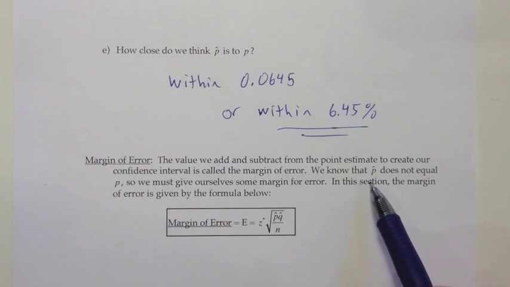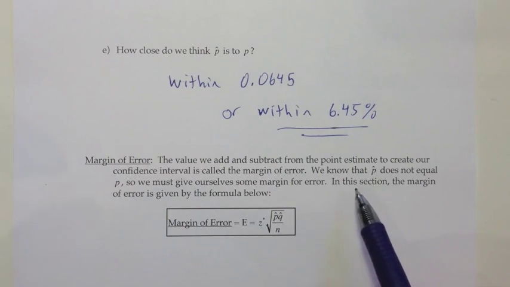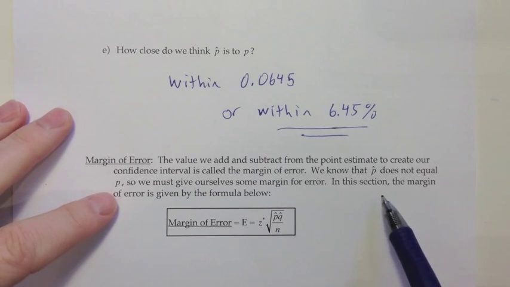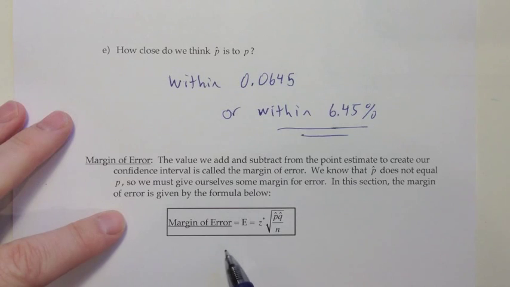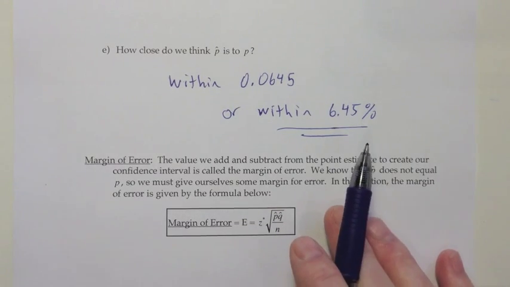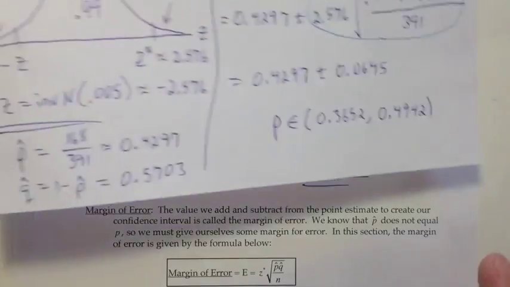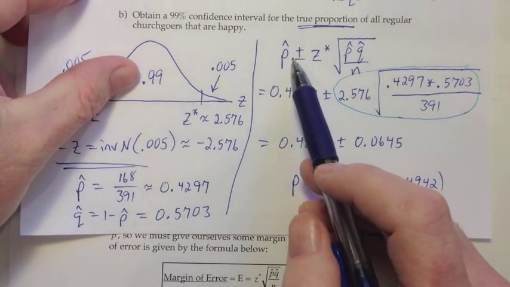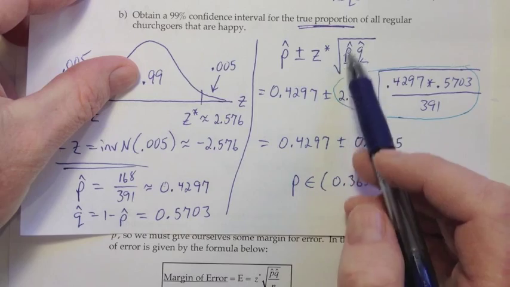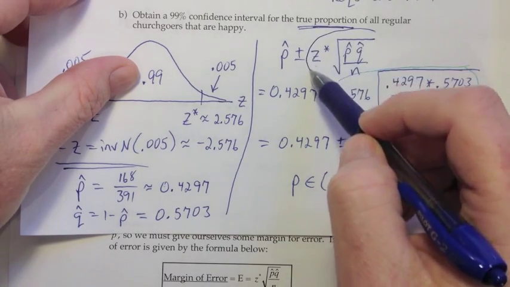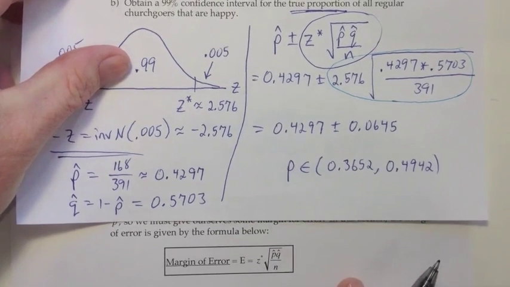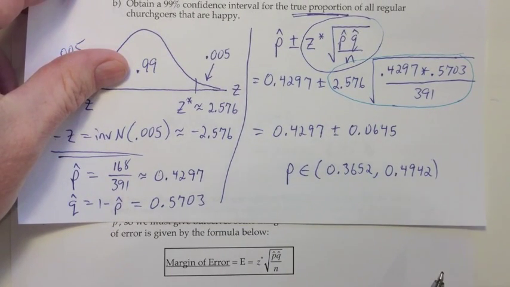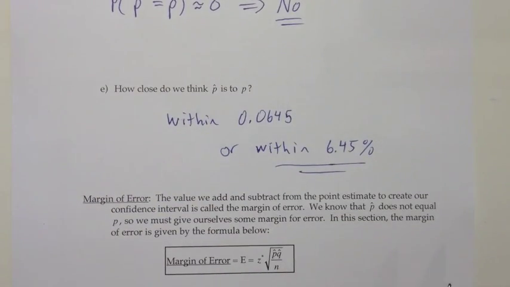And just again, that summary of the logic, we know that p hat does not equal p, so we must give ourselves some margin for error, and in this section the margin of error is given by the formula below. Margin of error, we'll use a capital E for that, is z star times the square root of p hat q hat over n. And if you think about the formula that we use, that makes sense, because we're saying that the margin of error is the part we add and subtract. And if you go back and look at the original formula, we have p hat, and then we add and subtract z star times the square root of p hat q hat over n. So this piece right here is our addition subtraction piece, and so it makes sense that that would be our margin of error as well. All right, that wraps up section 8.1.